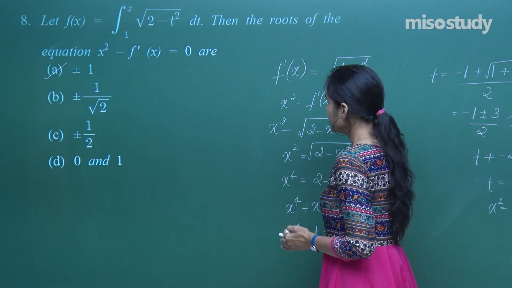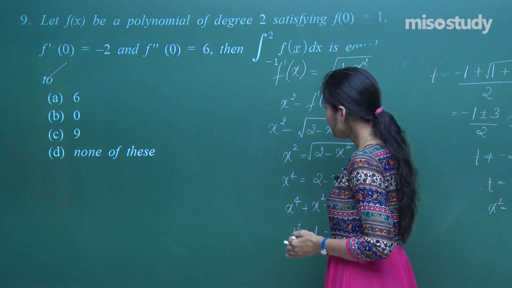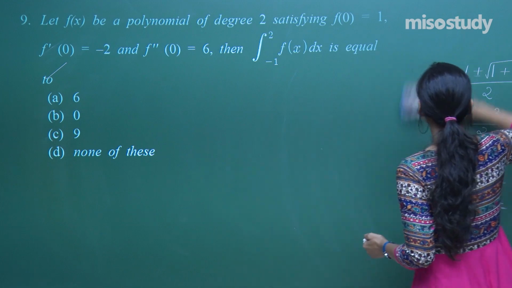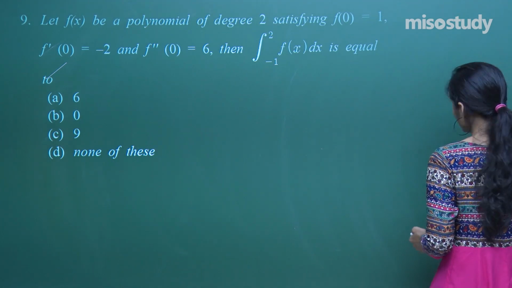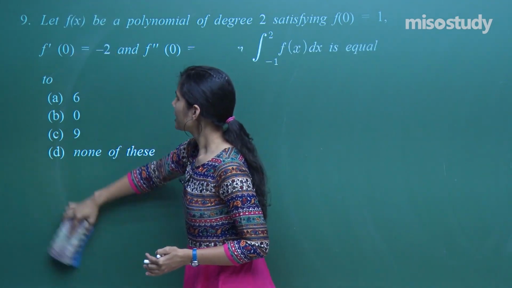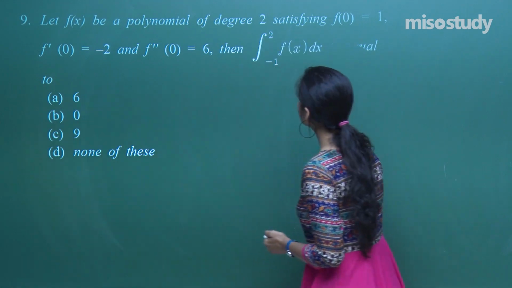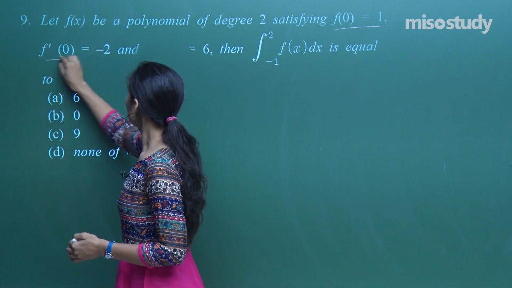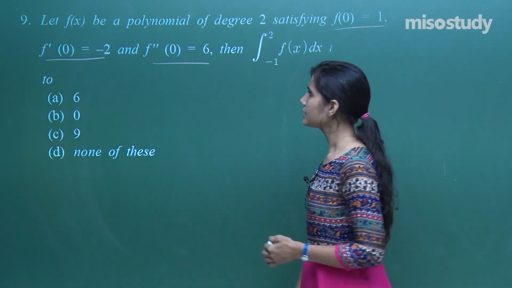Fine. Next question. Let f(x) be a polynomial of degree 2. The expression is not given to us, a generalized description is given to us about f(x), that it can be any polynomial. It is a polynomial of degree 2 which satisfies f of 0 is 1, f dash 0 is minus 2 and f double dash 0 is 6.